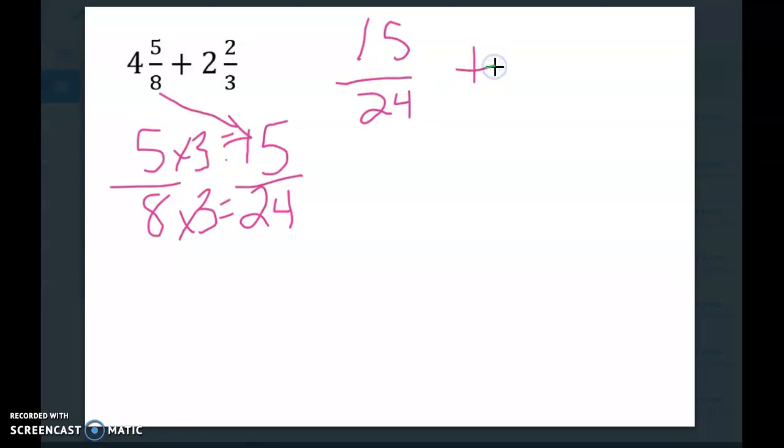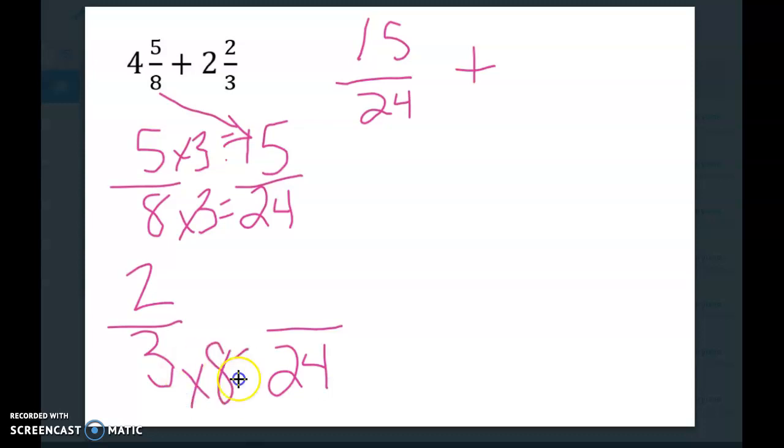Okay, so now I have 2/3, and I have to turn it into 24th size pieces. So 3 times what is 24? 8. Okay, remember, whatever I do to the bottom, I got to do to the top. 2 times 8 is 16. So 2/3 is also equivalent to 16 24ths. Now I can add them.